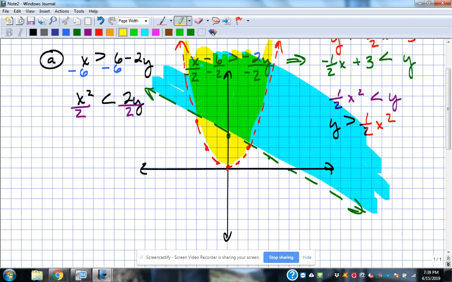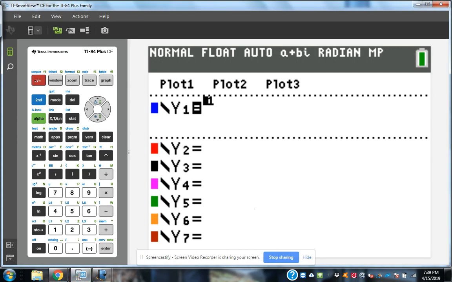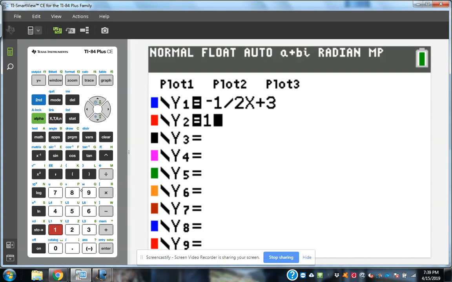Okay. So with the graphing calculator, one of the limitations you're stuck with is that you got to have y by itself for it to graph things. So you got to get y by itself every time. So if I go to the y equals menu, I'm going to clear out some stuff that I had in there. I'm going to get y by itself. I'm going to do the linear one, which was y is -1/2 x plus 3. And then the quadratic was 1/2 x squared.